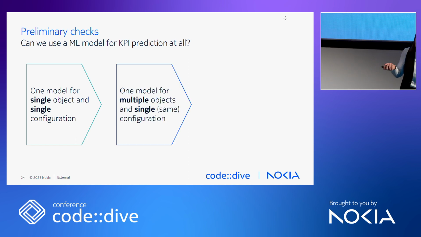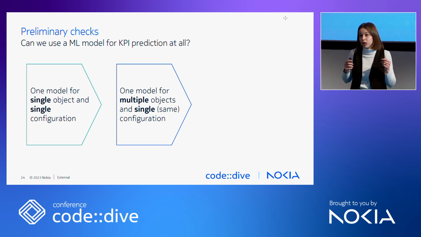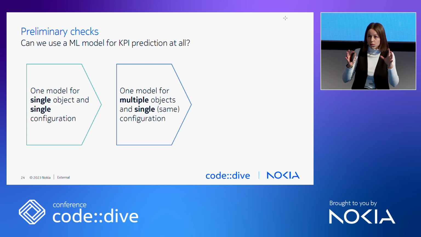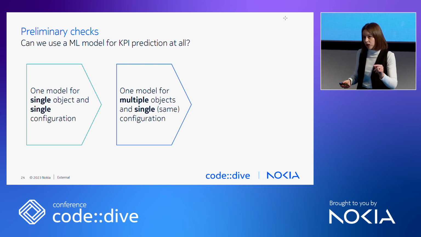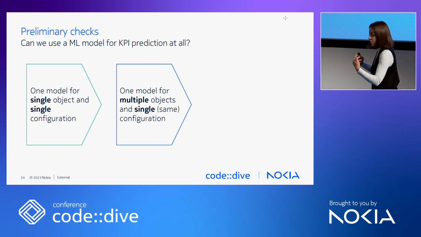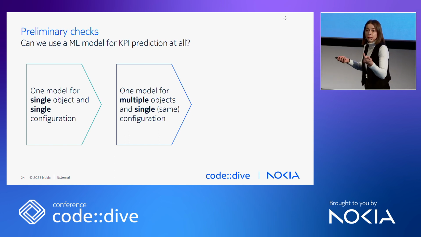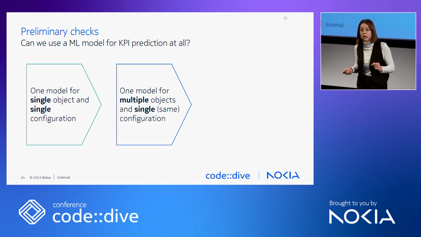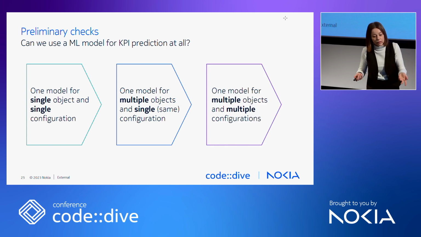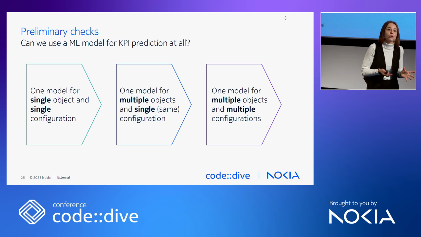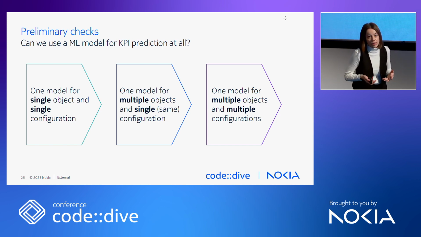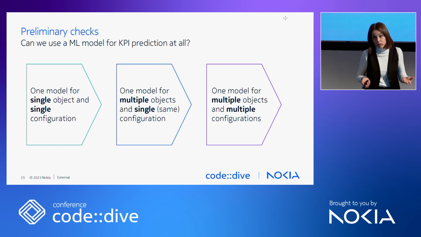So we took the second step. And this time, we created a single model for all objects sharing the same configuration. And we, of course, repeated it for every configuration that we had. And this time, the ability of the model to accurately predict the values of the KPI was even better than for the single object models. So we took the third and final step, and we created a single model, this time much more complex, for all our objects and all our configurations from the dataset. And this time, the model performance was also more than satisfactory.